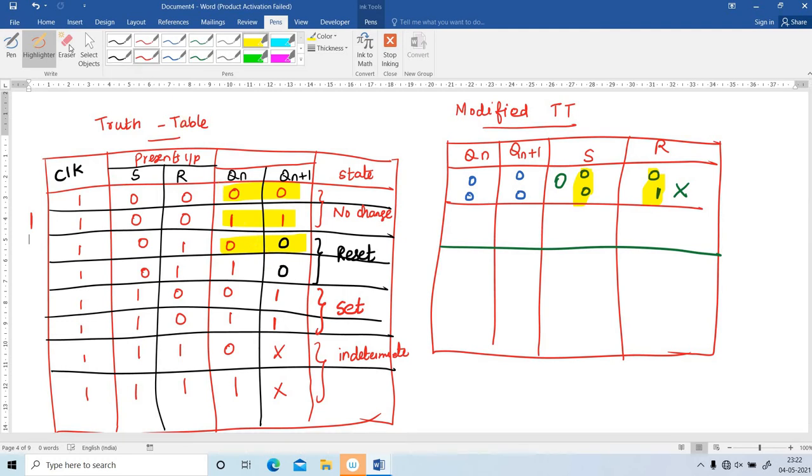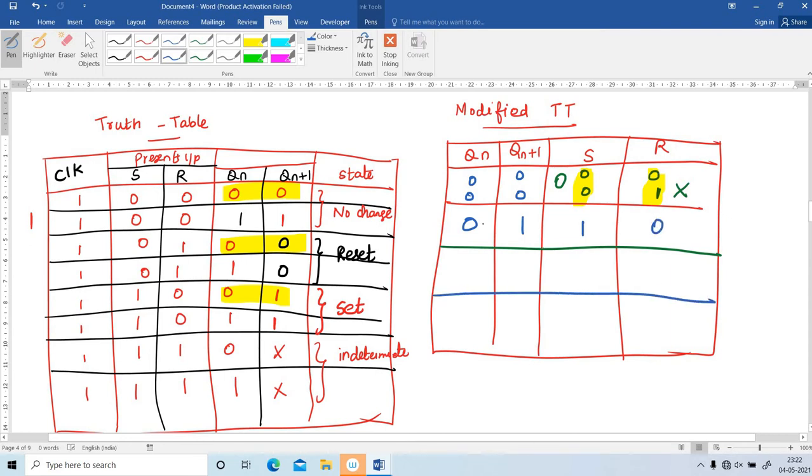Next consider 0, 1. So only 1, 0, 1 is there. So 0, 1. For 0, 1, what about S? S is 1 and R is 0.